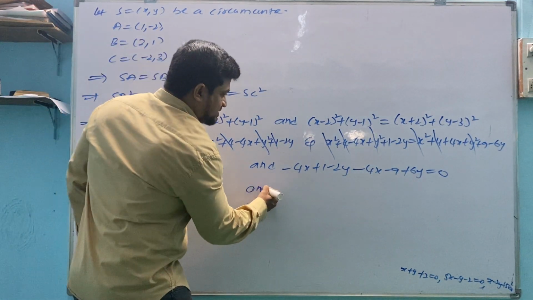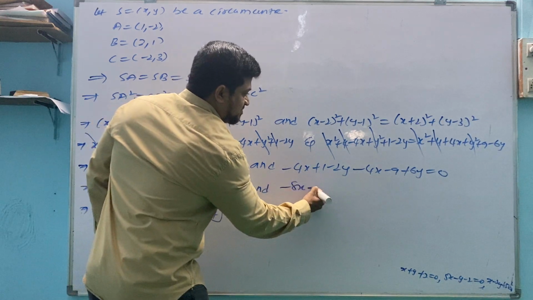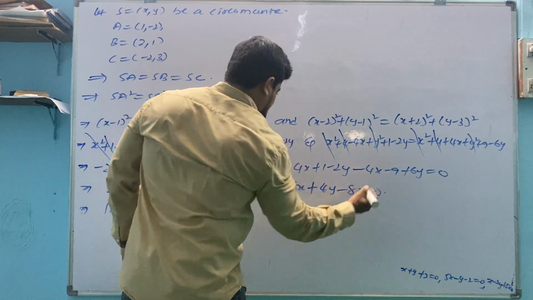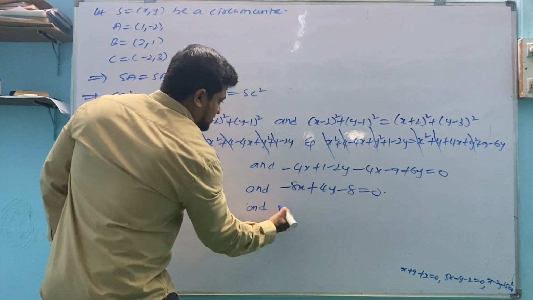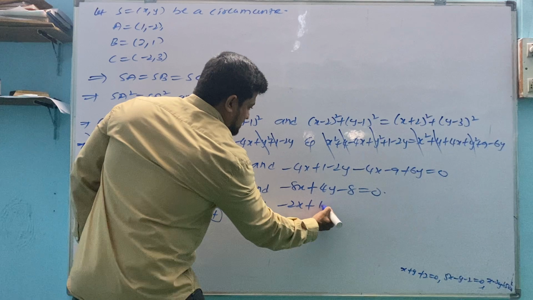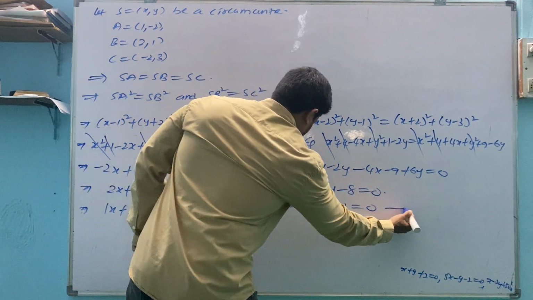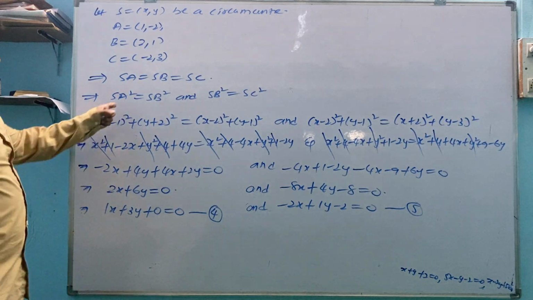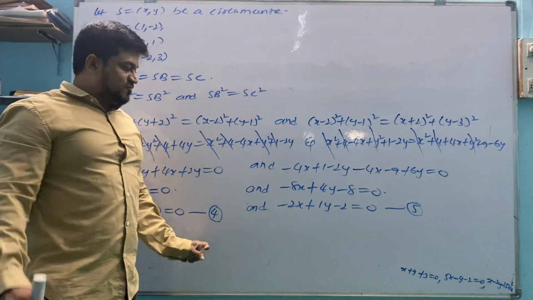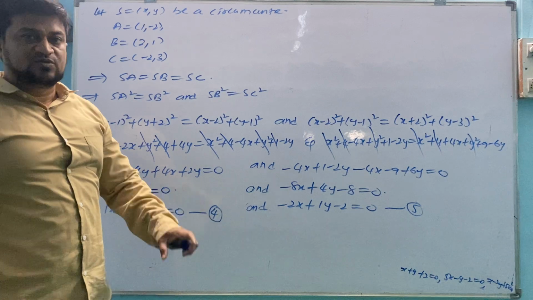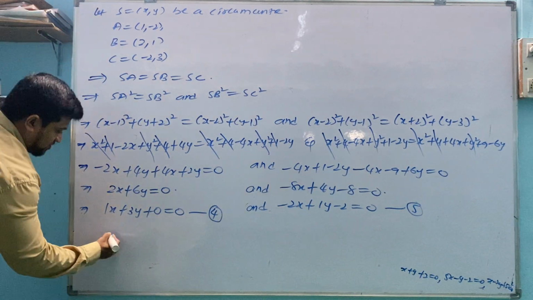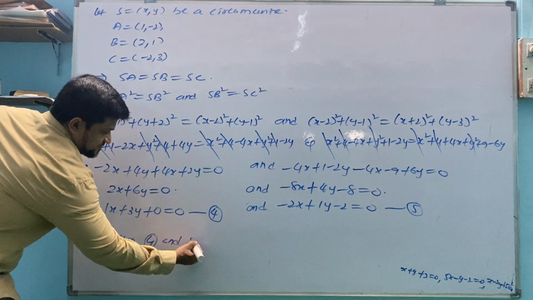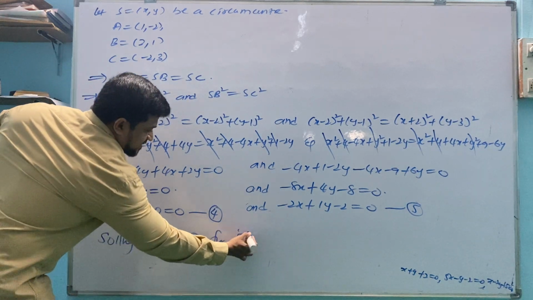And minus 8x plus 4y plus 1 minus 9, which is minus 8, equals 0. If we divide by 4, we get minus 2x plus y minus 2 equals 0. This is equation 5. We have fourth and fifth equations, and previously we got 1 and 2. Solving these two will give you the circumcenter. So now we solve the fourth and fifth for the circumcenter.